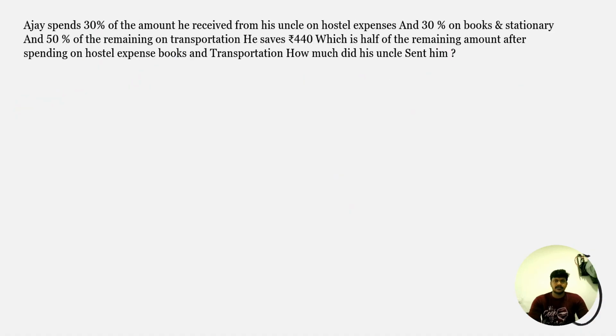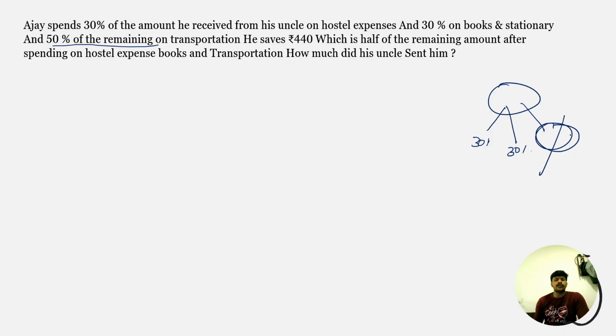Now, see this one. We have the same guy. Ajay is spending 30% of what he received from his uncle on hostel expense. So he is getting some amount, and in that he is spending 30% on hostel and 30% on books. And remember this phrase, 50% of the remaining. That means whatever the leftover part is, of that 50% he is spending on transportation, and he is saving 440 rupees, which is half of the remaining. Understand the words. After spending all this, he is going to save something, and half of that saving is equal to 440.